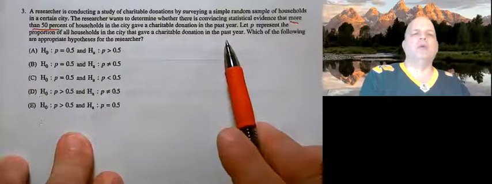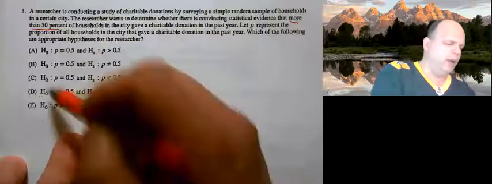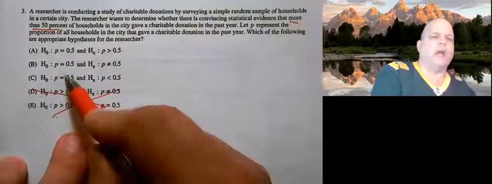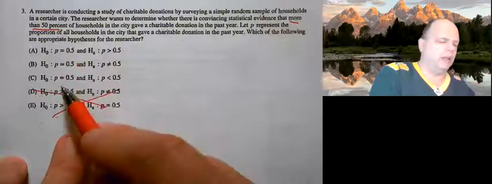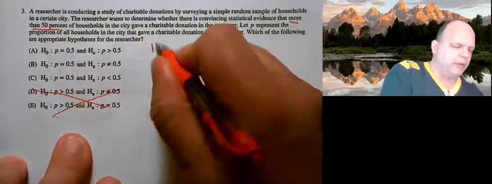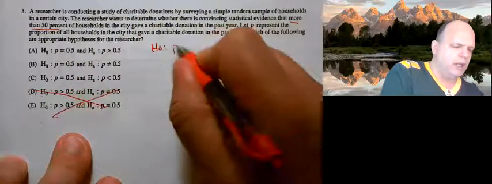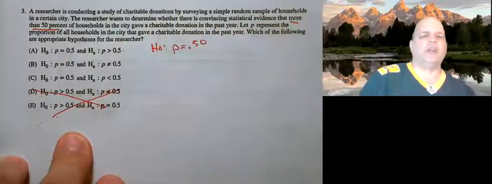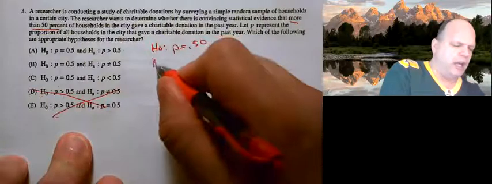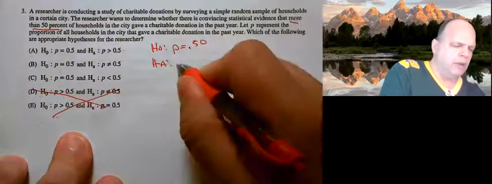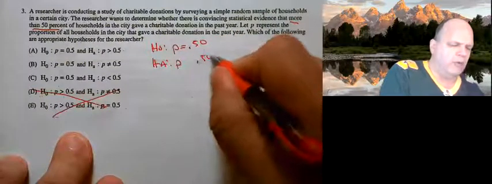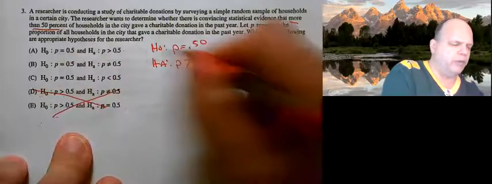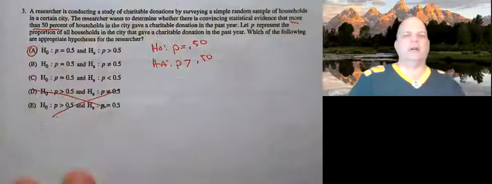All right, so real quickly, I can get rid of D and E because we're looking for our null hypothesis to be an equal sign. So we know the null hypothesis, H0: P equals 0.50, equals 50%, and HA: P and 0.50, but they said more than, so I need a greater than symbol. So this is going to be letter A.